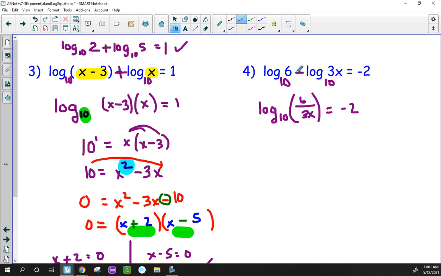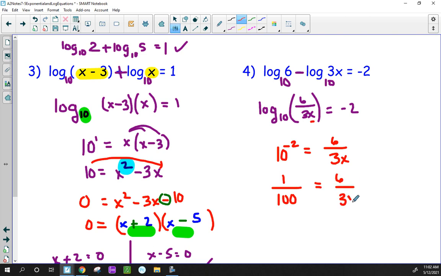Once you use the property, the quotient rule, then you're back to trying to get rid of the log, because again, your goal is to solve for x. You're going to use an exponent equation. So you're going to do 10 raised to the negative 2 power needs to be equal to 6 divided by 3x. And now you can see we got rid of the log. We're going to convert 10 to the negative 2, as a negative power means change position. That's 10 to the second on the bottom, so that becomes 1 over 100.